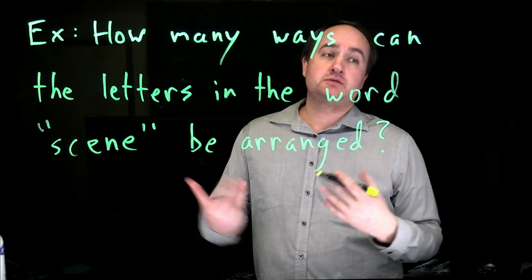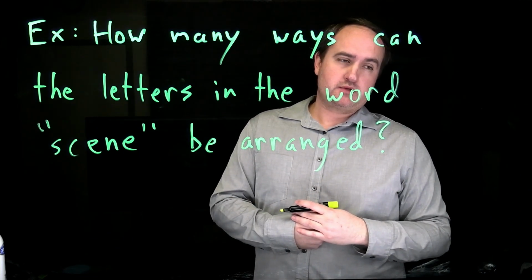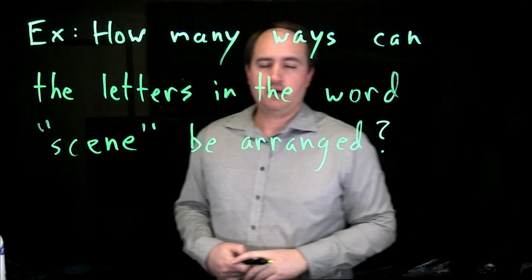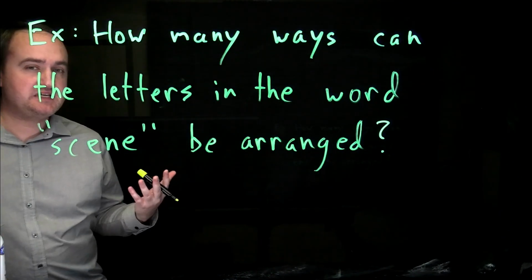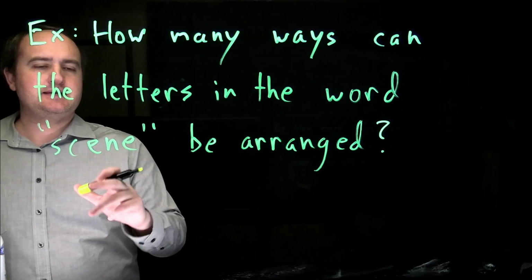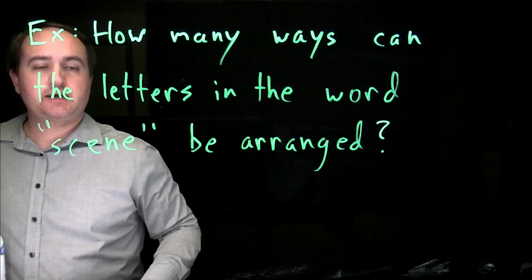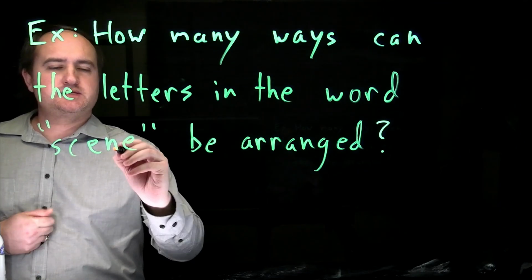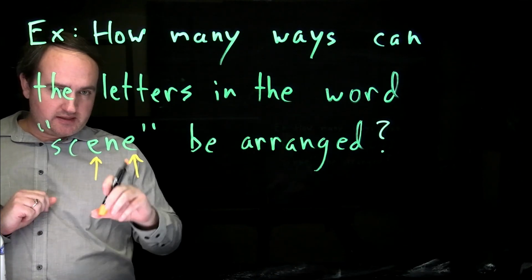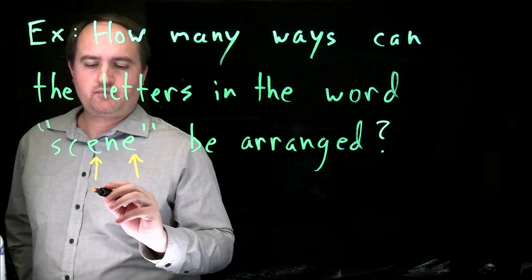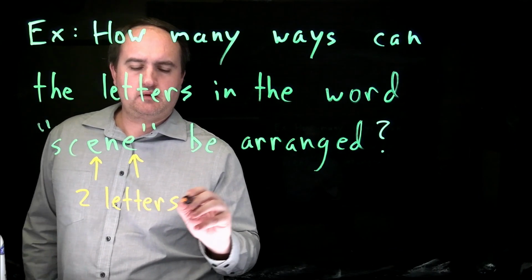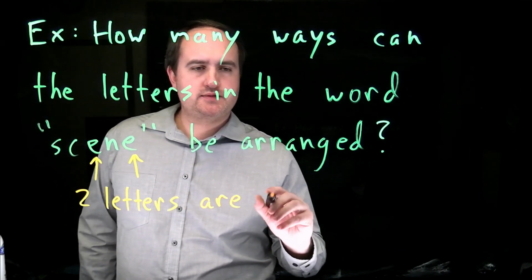So permutations of letters in the word. But what's different about this word, unlike the word steam that we did earlier in this lecture, the word seen has two letters that are identical. So we can see that we have two letters that are identical, these two E's. Two letters are the same.